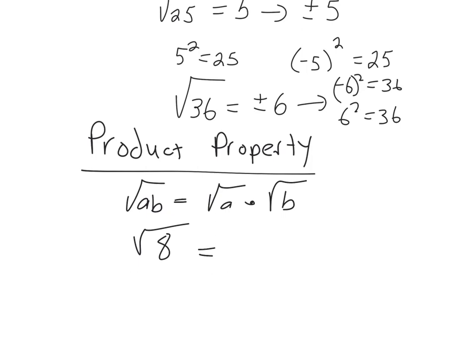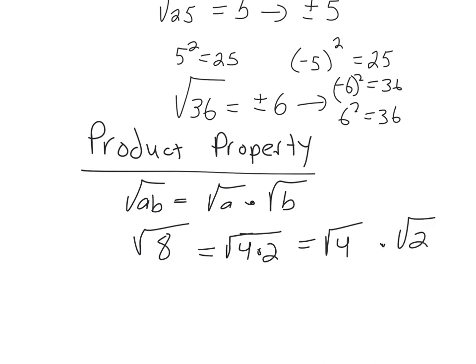But you can split this up into something that does have a square root. Something that would have an integer as a square root. Actually, let me do it this way. This is the same thing as saying the square root of 4 times 2, right? 4 times 2 is 8. And we could split that up as the square root of 4 times the square root of 2.